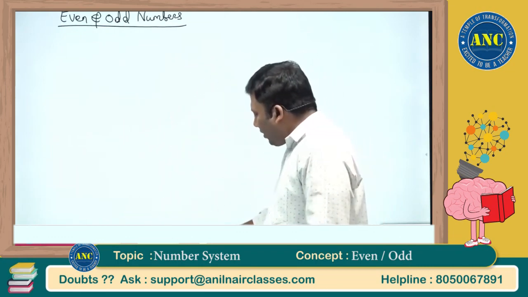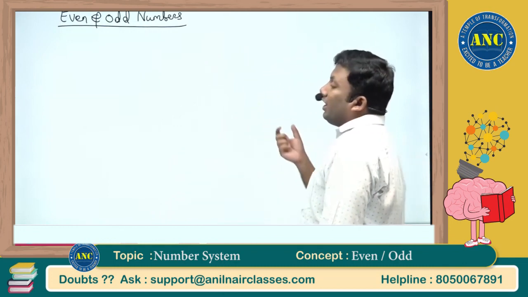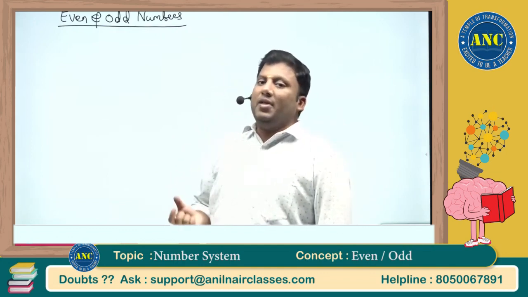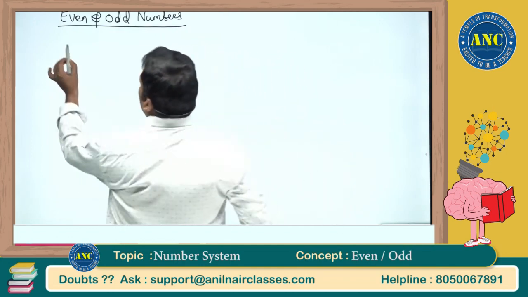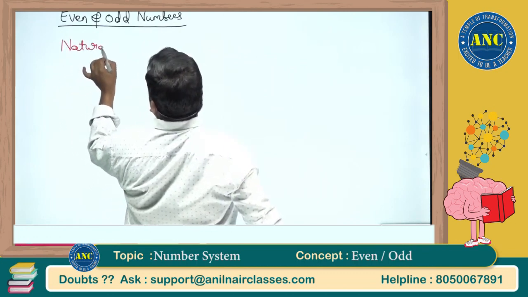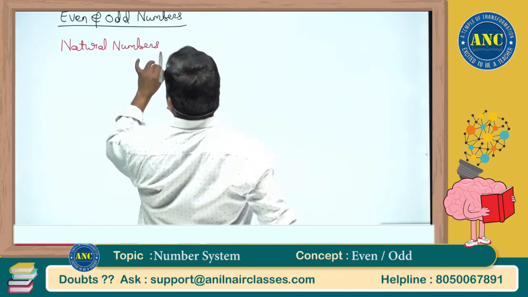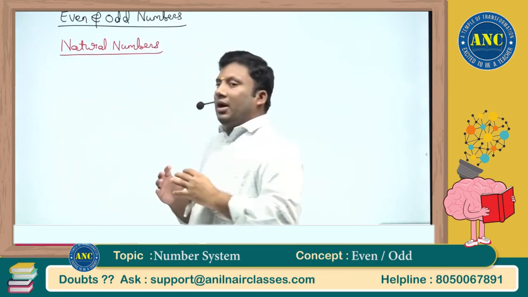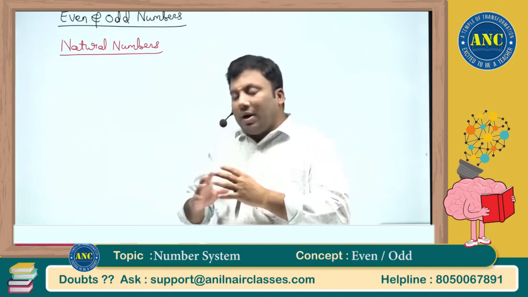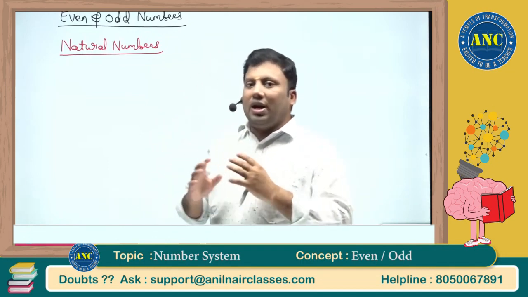From right now onwards, whenever I say a number, I am referring to the numbers which can be counted. The numbers which can be counted are called natural numbers. So from now onwards, whenever I use a number, I am referring to a natural number. When I say a prime number, I am referring to a prime number from the natural number set.